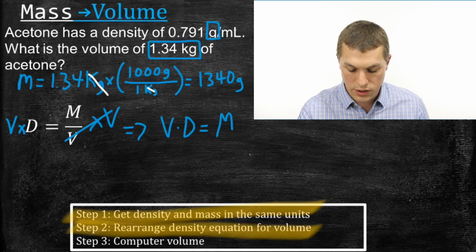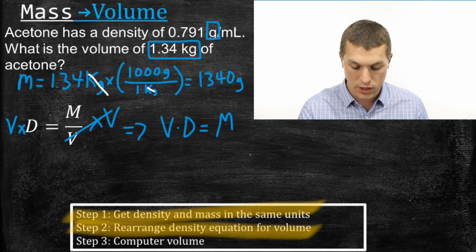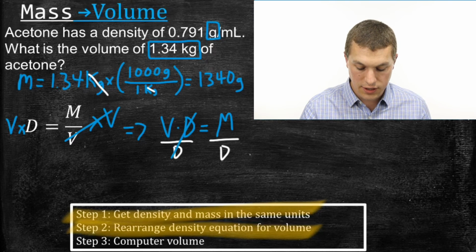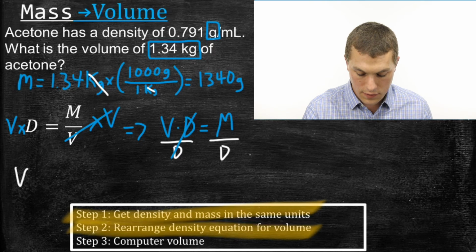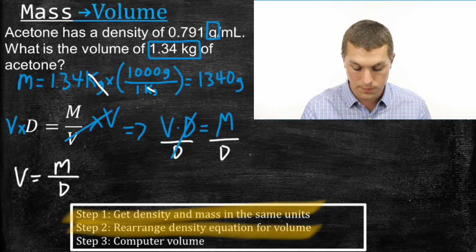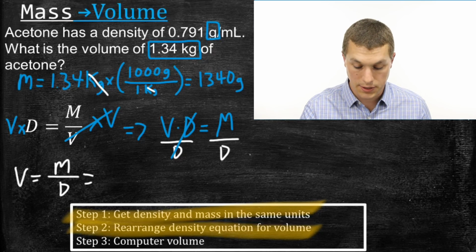All right, now there's one more step if we want to get volume by itself. And that's that we want to divide each side by D. So when we divide each side by D, our D's over here cancel, and we're going to be left with the equation volume is equal to mass divided by density. So that is the density equation rearranged for volume. Now that's equal to mass over density, and so we're just going to plug in our mass and our density.